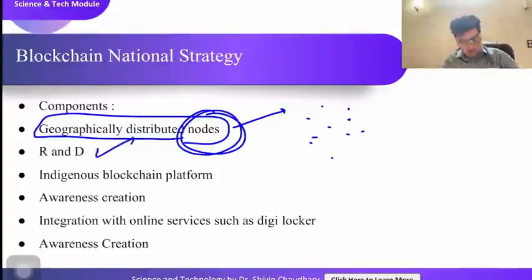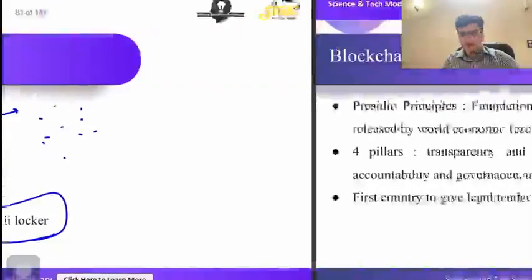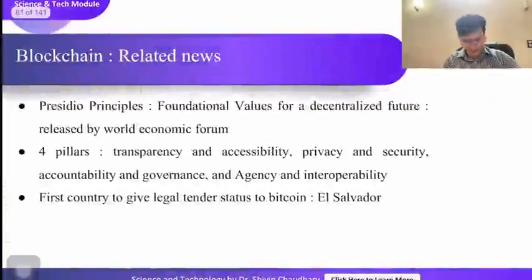R&D has to be done, definitely. Build an indigenous blockchain platform, create awareness, connect with other services like DigiLocker, right. These things are normal. Now one term you need to remember is Presidio principles. Just remember that Presidio principles are connected with blockchain. They were given by the World Economic Forum. So they can sometimes ask Presidio principles, connected with which of these technologies, etc.